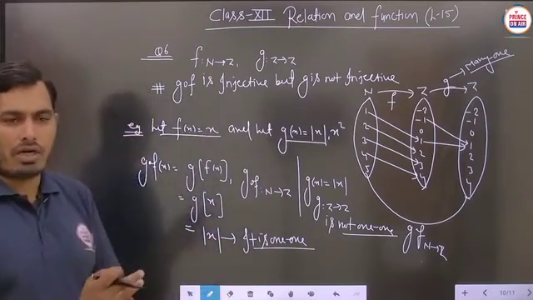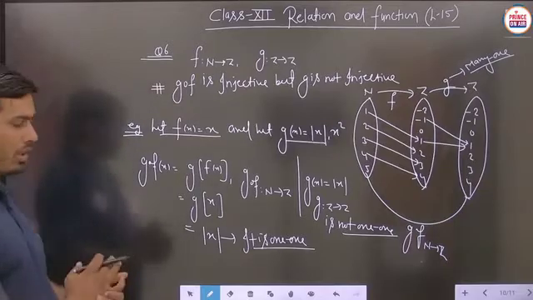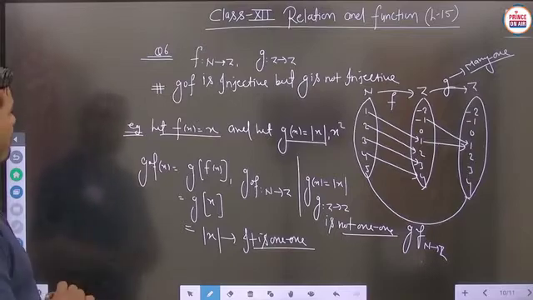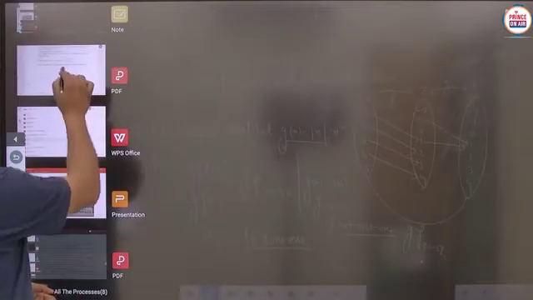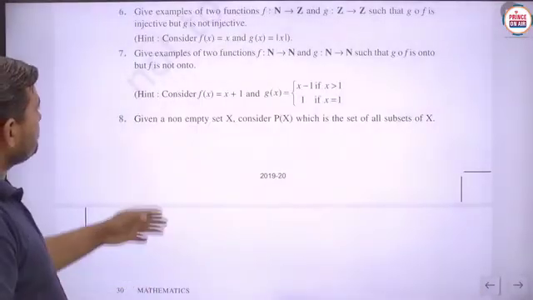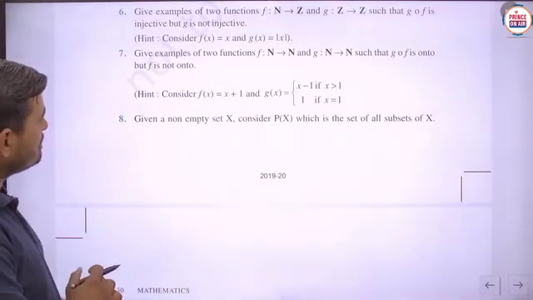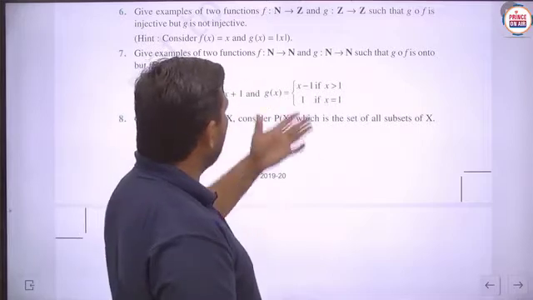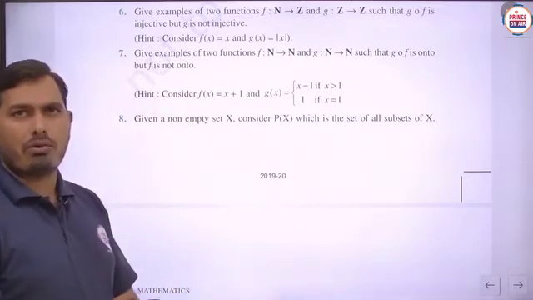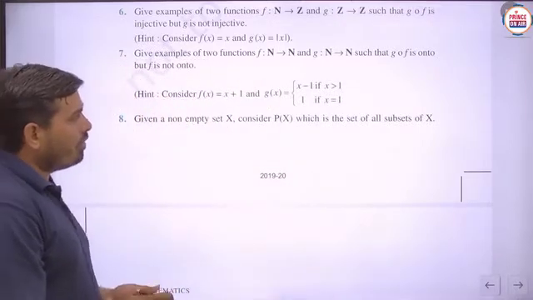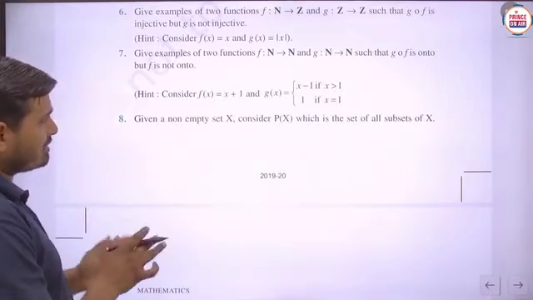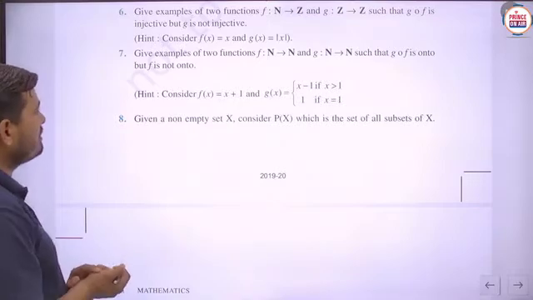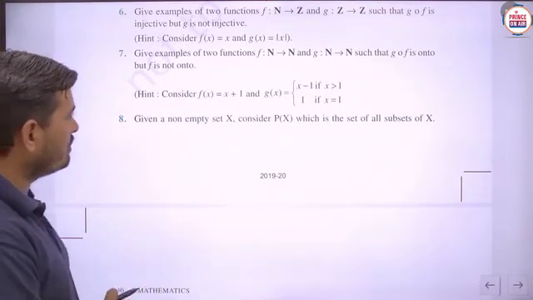So the next question we are taking, but before that, pause the video to note it down. Next question, question number 7. In this question number 7, again a similar kind of question is asked. Give examples of two functions f from natural number to natural number, g from natural number to natural number, such that g∘f is onto. Again in this case we have to take the function such that g∘f is onto but f is not onto. Is it to be clear?